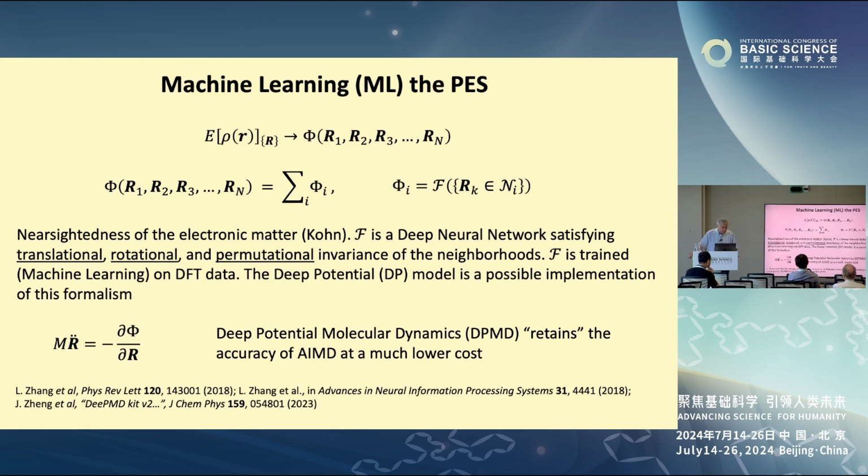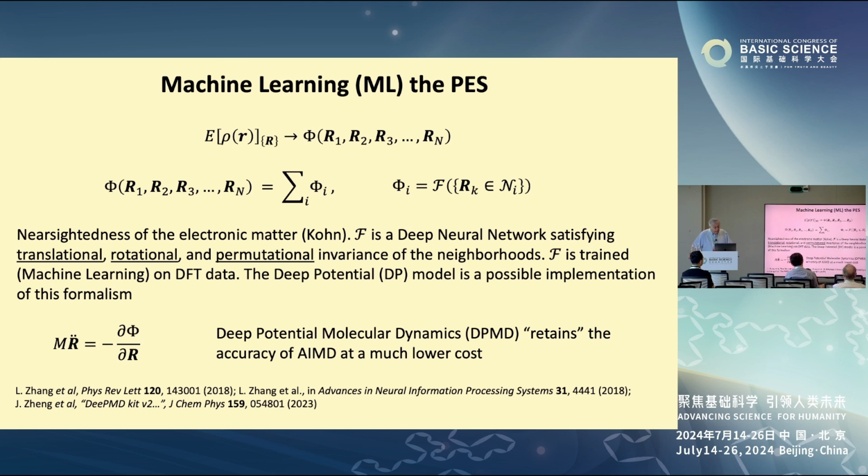energy. In order to go to this representation, we used several principles. One is the fact that indeed in many cases the electronic matter is what Walter Kohn used to say is nearsighted. And so we don't need to include the effect of the boundary very far away. And so this representation is good. And then in order to use this representation, we have to include in the architecture of the neural network the symmetry properties of the system that are translational, rotational, and permutational invariances of the neighborhood.